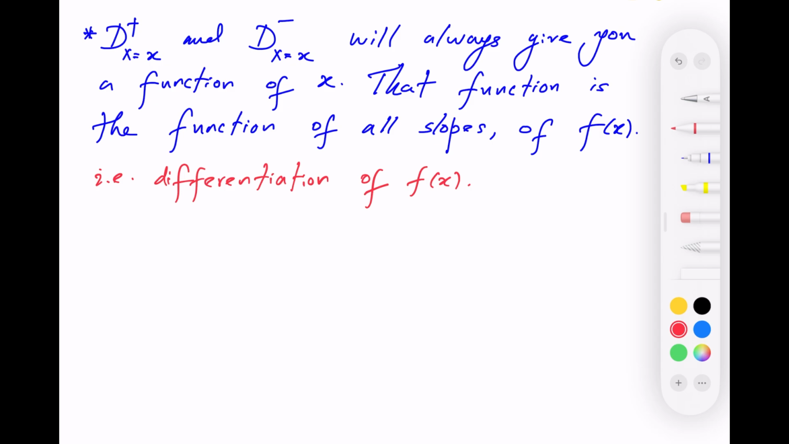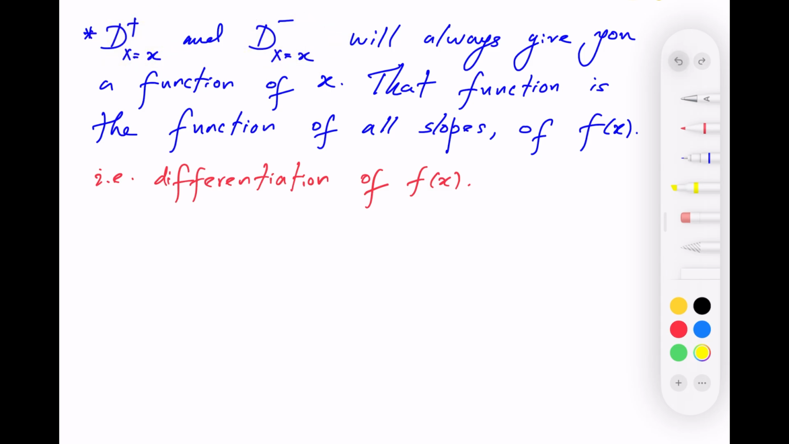To find the differentiation of f of x, you can use the right-hand differentiability or the left-hand differentiability as you wish. If you find the differentiation of a given function f of x using either the right-hand differentiability or the left-hand differentiability, then that procedure is called differentiation using the first principles.